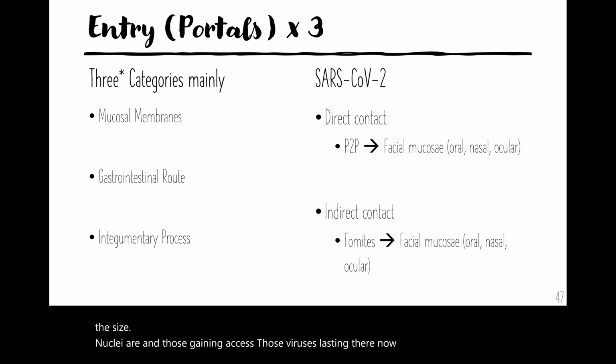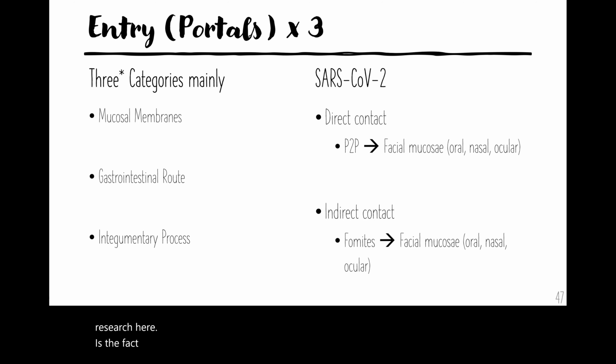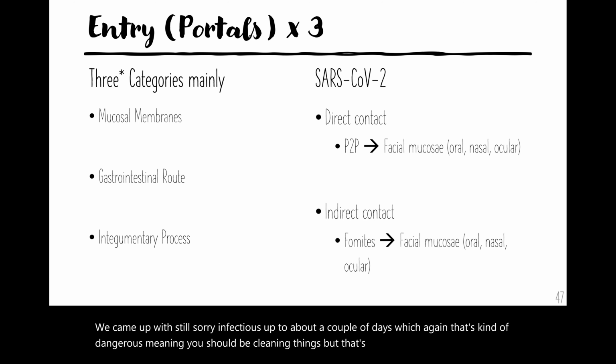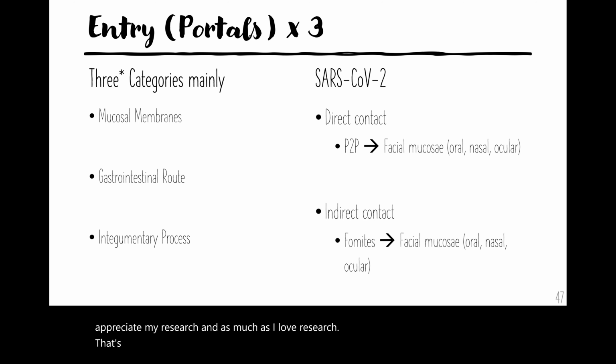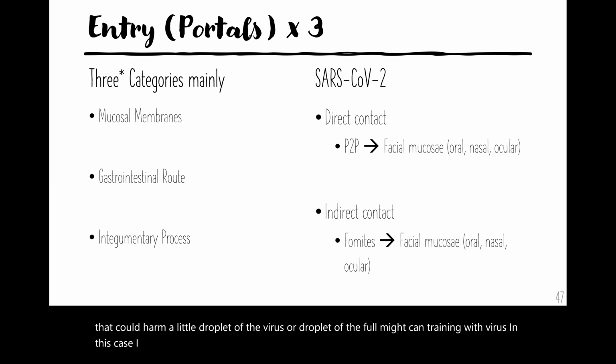Now, the issue with the research here is that, yes, in the lab, a fomite containing SARS-CoV-2 was still infectious for up to about a couple of days, which, again, is kind of dangerous, meaning you should be cleaning things. But that's a lab scenario. And as much as I appreciate my research and as much as I love research, that's not how we maintain our houses. This ideal environment in which everything is squeaky clean and there's nothing else around that could harm a little droplet of the virus, or a droplet of the fomite containing the virus, I should say, is not how we run our houses.